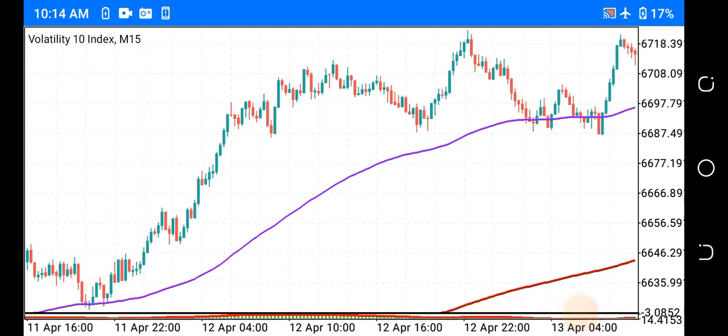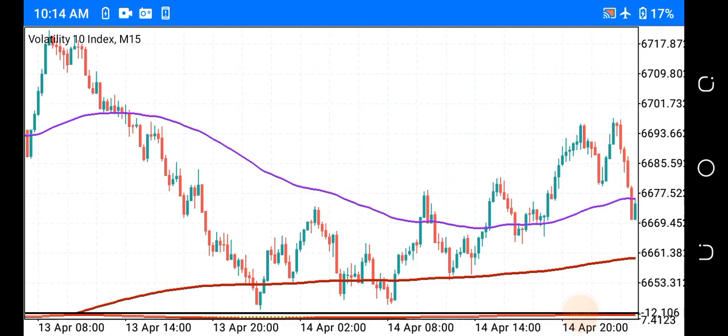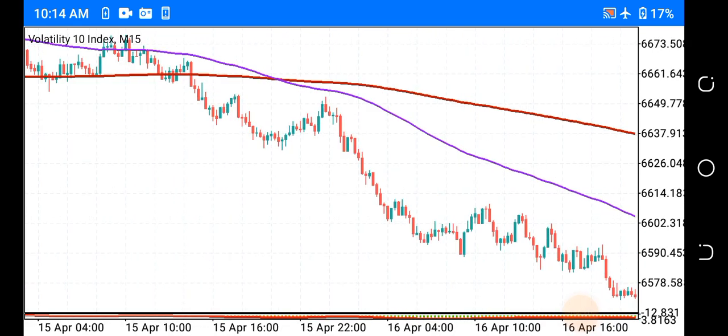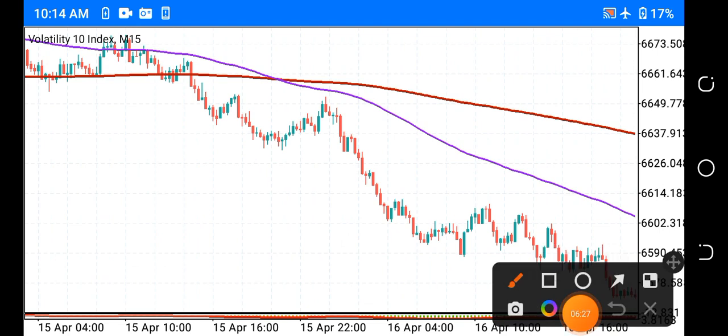Now let's proceed. So in this case, this is for bearish trends. As you can see, the candlesticks are below the 200 moving average. So this is a bearish trend. Do you understand? This is a bearish trend. This is the 50, this is the 200 moving average, and this is the 50 moving average. So this is the point where the candlesticks cross the 200 moving average.